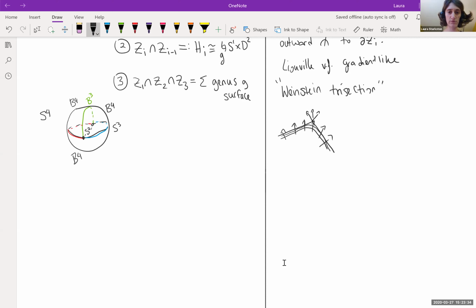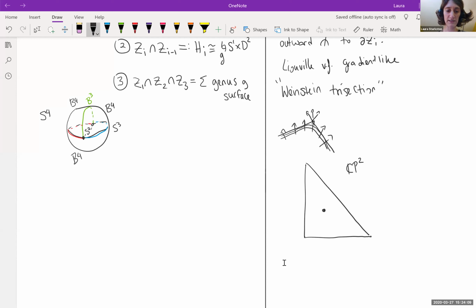Obviously S^4 is not a symplectic manifold, so let me give you a symplectic manifold example. Our favorite symplectic manifold is CP^2. If it's not your favorite, then I'm sorry. But CP^2 has this nice toric structure, and so I can find a trisection in the case of CP^2 that's compatible with the toric structure.